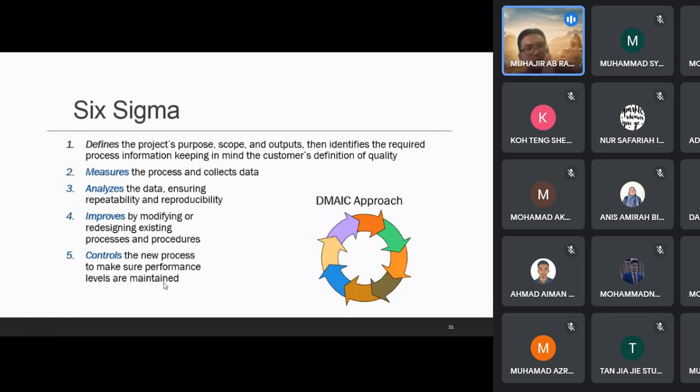So you use this DMAIC approach for 6 months. Before you do anything, you need to define first what you want, and then you measure it, and from the data collection you analyze, then you improve and control. Okay, it's quite simple.